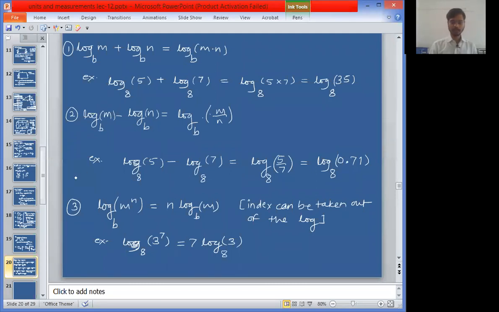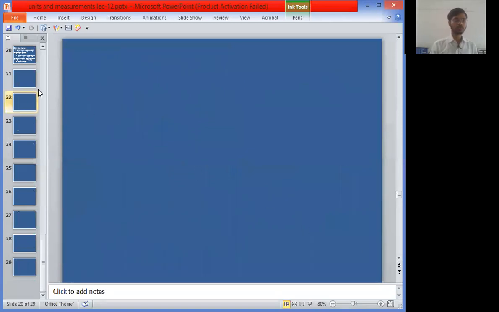These are the 3 basic rules that we are going to remember. One more rule, let's see. Oh, here. Rule number 4. Log of given value, let's say a, to the base same value is equal to 1.